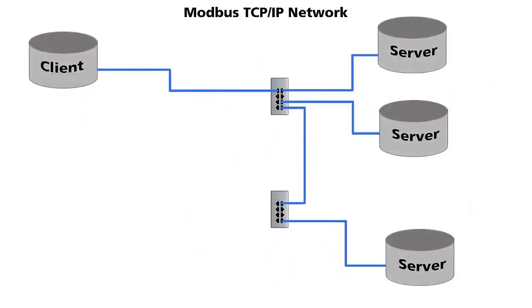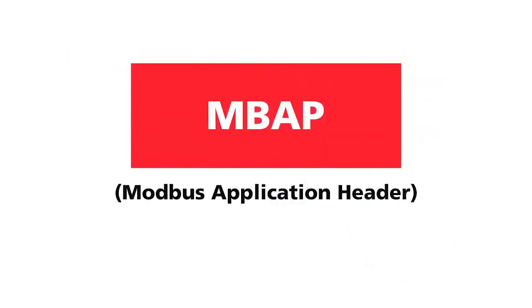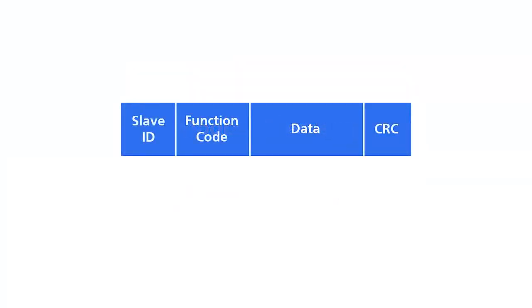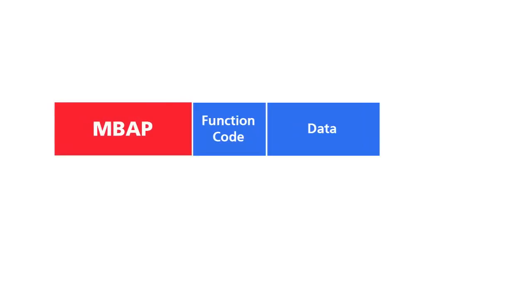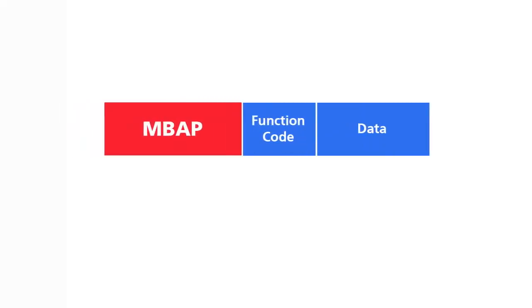Modbus over Ethernet operates exactly like it sounds: Modbus devices using regular Ethernet cables and switches to communicate with each other. The big difference with Modbus TCP/IP is that an MBAP header, or Modbus application header, is added to the start of each message. The slave ID at the beginning of the message is removed, as well as the cyclic redundancy check at the end. The MBAP header contains all the identifying information needed to route the data to the addressed device.